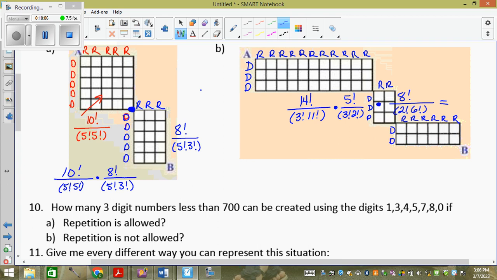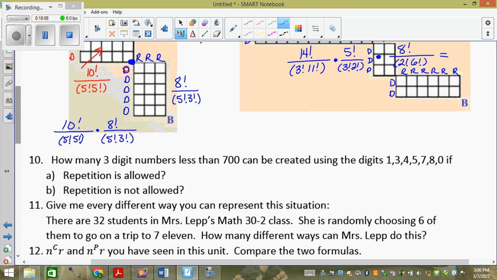Yes. This one here says how many 3-digit numbers? 3-digit numbers means 3 blanks. Less than 700 means the first digit has to be less than a 7. So this one says repetition is allowed. So I would have 1, 3, 4, 5, which is 4 options, and I'm allowed to repeat, so I don't box and hold.